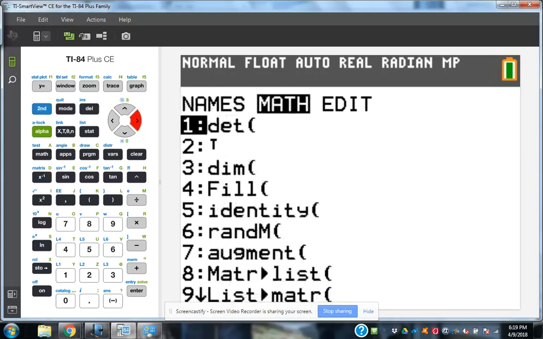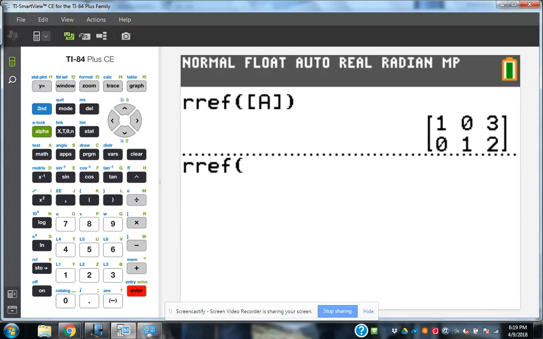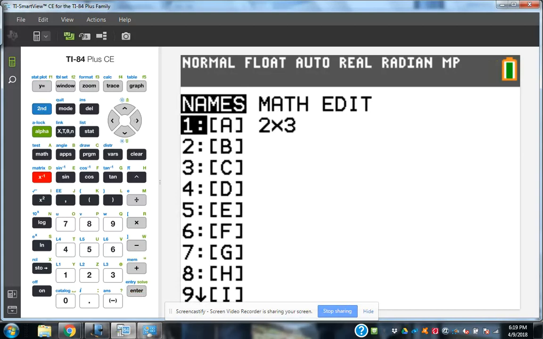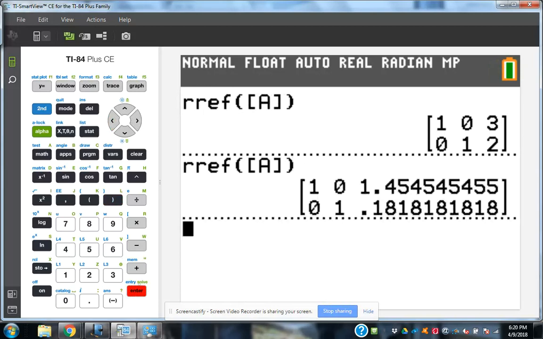So matrix, math, RREF. What that stands for is reduced row echelon form. Not that you really have to know that, but I might ask you, well, what's RREF?